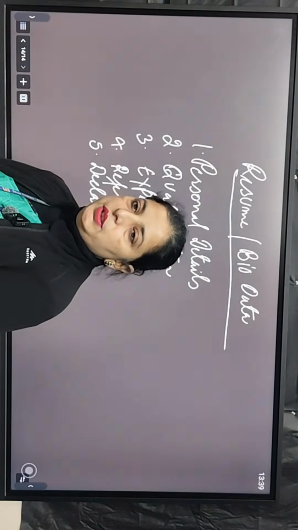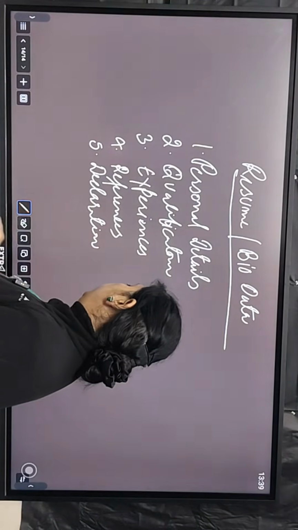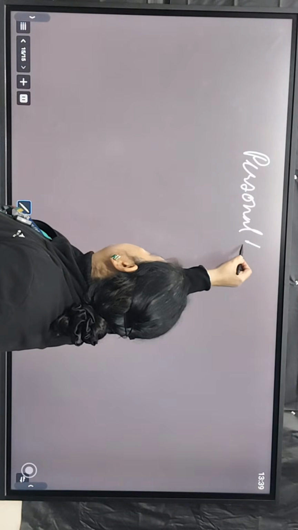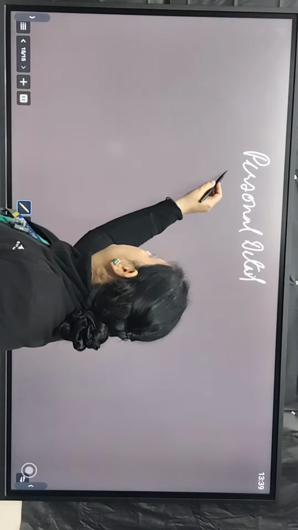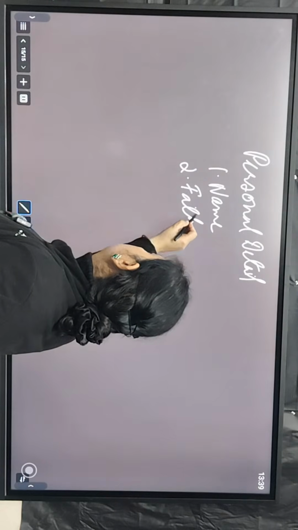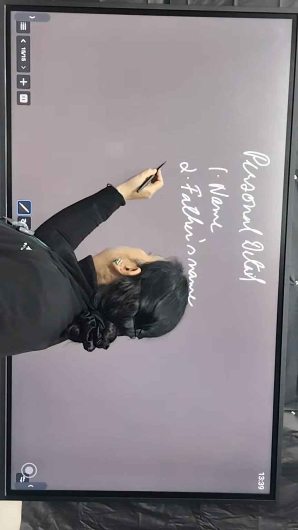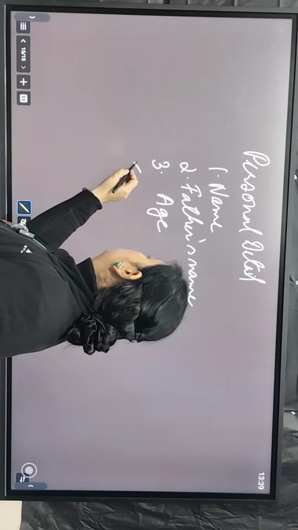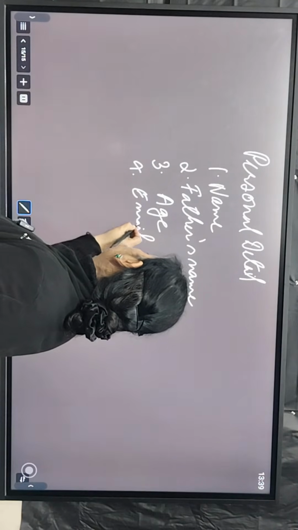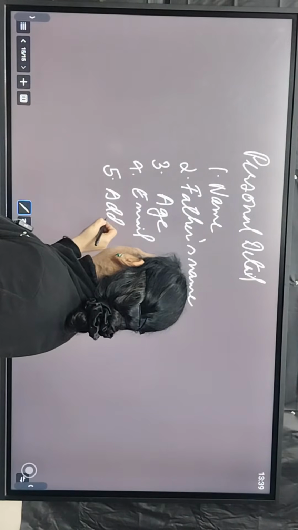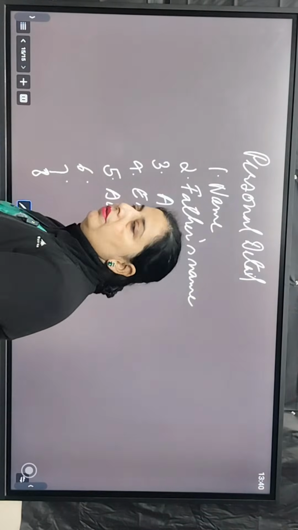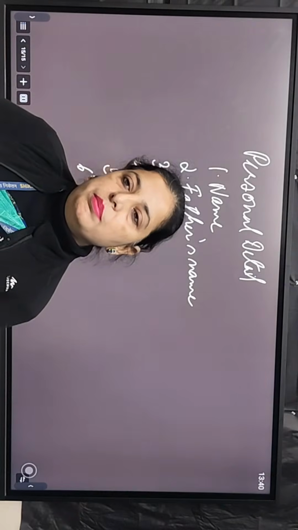तो बेटा ये सारी information आपने resume में add करनी है. Personal detail में you can write for personal detail: you can write name, father's name, then age, email, address, etc. तो ये information जो आपकी personal detail की आएगी ये आप first में लिखें.